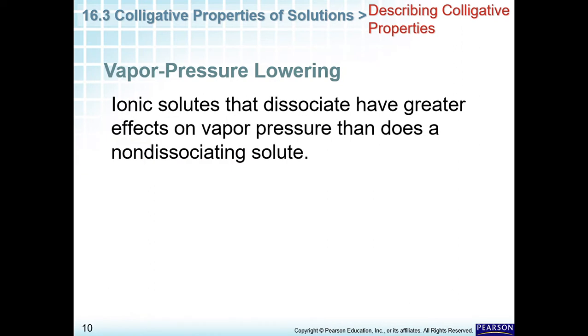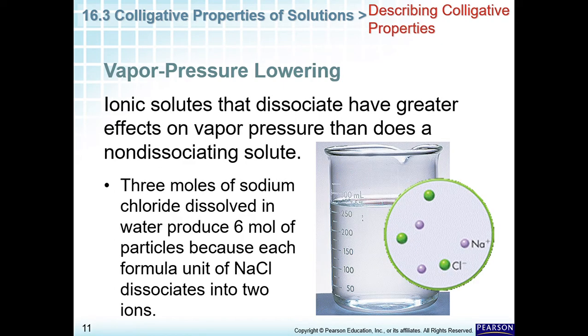Ionic solutes that dissociate have greater effects on vapor pressure than does a non-dissociating solute. For example, 3 moles of sodium chloride dissolved in water produce 6 moles of particles because each formula unit of sodium chloride dissociates into 2 ions.